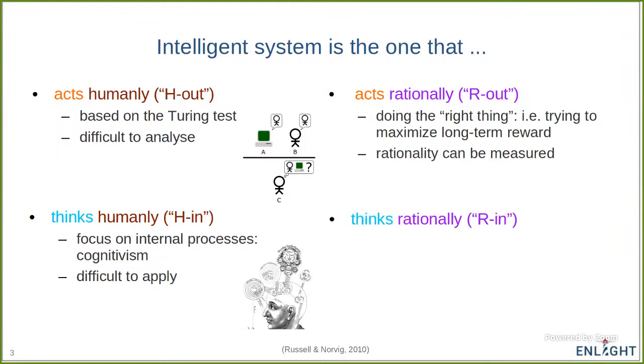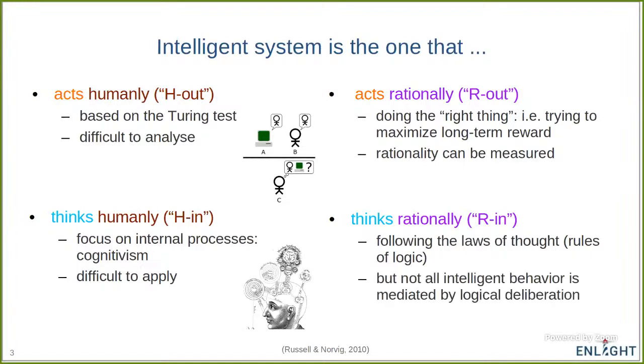And the fourth option, thinking rationally. So we are again looking inside the system, but trying to see whether it thinks rationally, whether it's following the laws of thought, the rules of logic. But we know that not all intelligent behavior is mediated by logical deliberation. So these are the four options for definition. And in the context of ChatGPT, we are looking at whether it's acting humanly.